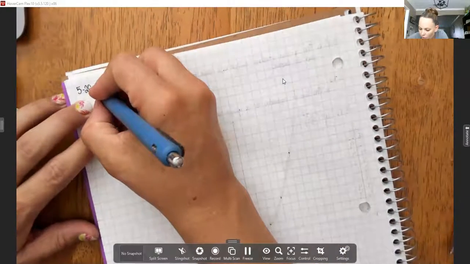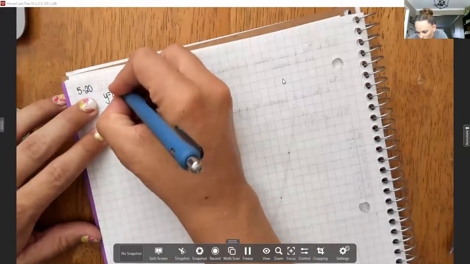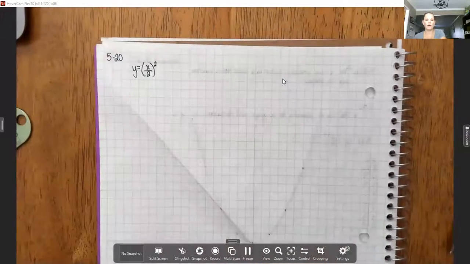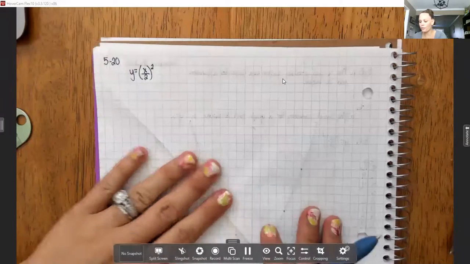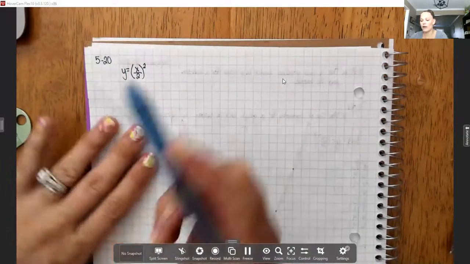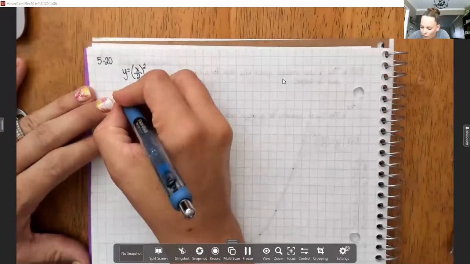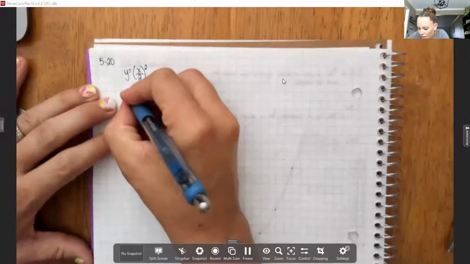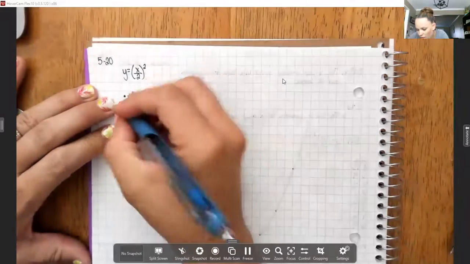So we have this equation, y equals (x over 2) squared. And you need to write the inverse of that equation, just as we were doing yesterday. There's a couple of different ways to do this. What we did yesterday is we would write out the steps. So remember, the first thing we do here is divide by 2. And then the second thing we do is square it.